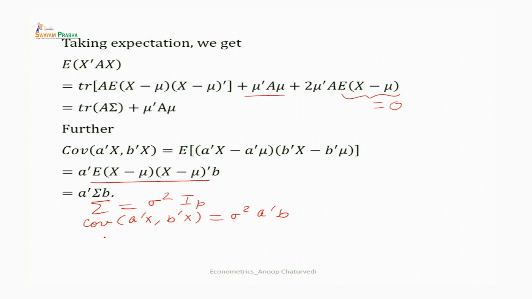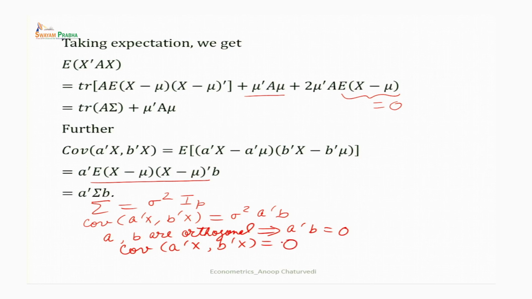And if these two vectors are orthogonal to each other, that is, a transpose b is equal to 0, then covariance between a transpose x and b transpose x is equal to 0. So, these two linear functions of x, a transpose x and b transpose x, are uncorrelated, provided sigma is this matrix and a and b are orthogonal to each other.